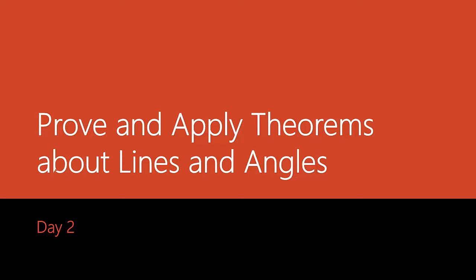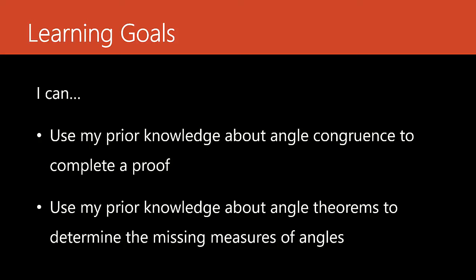All right, so now we're on day 2 of proving and applying theorems about lines and angles. Learning goals for this part: you're going to use your prior knowledge about angle congruence to complete a proof, and you're going to use your prior knowledge about angle theorems to determine the missing measures of angles.